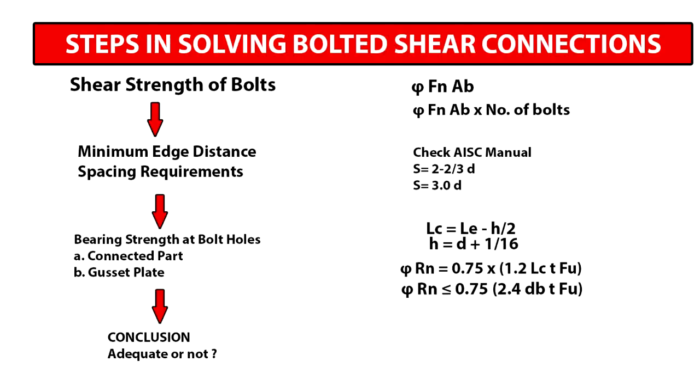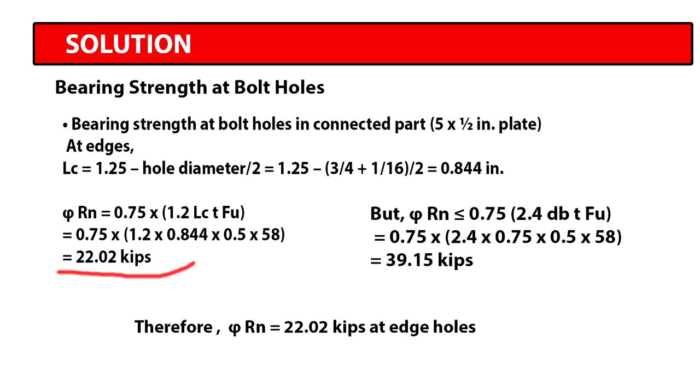Now for step 3, check for the bearing strength at bolt holes. Again, we have to check the bearing strength at the bolt holes in the connected part and in the gusset plate. First, check for the bolt holes in the connected part. As you can see, we have two types of bolts: bolts at the edges and bolts at the other side.